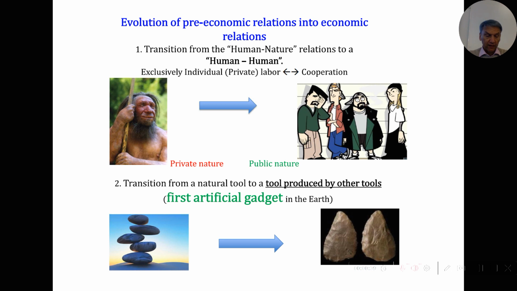And second, transition from a natural tool to a tool produced by other tools. So you can see here the first artificial gadget on earth, not a mobile phone, you see.